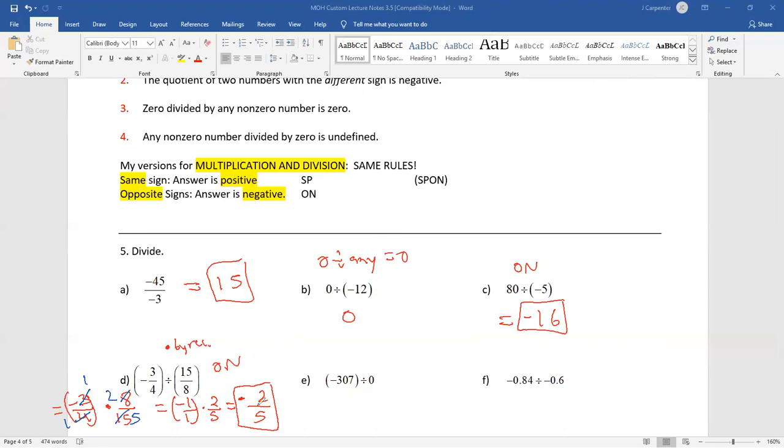E is another one that people will get wrong more than half the time, unfortunately. Anything divided by 0 is undefined. Remember, 0 is the one and only one number we can't divide by. Doesn't matter what the signs are. It doesn't exist. It's undefined.